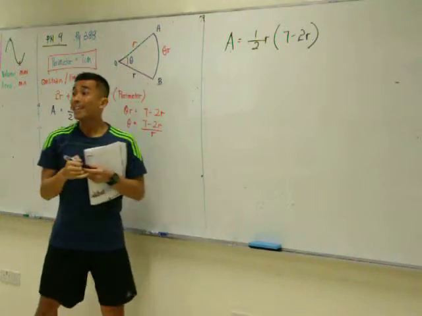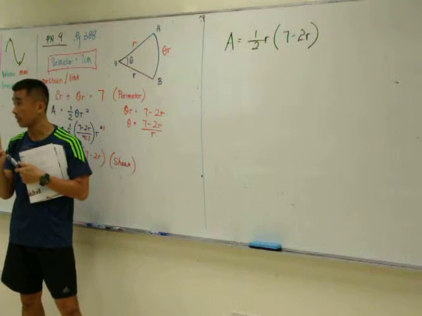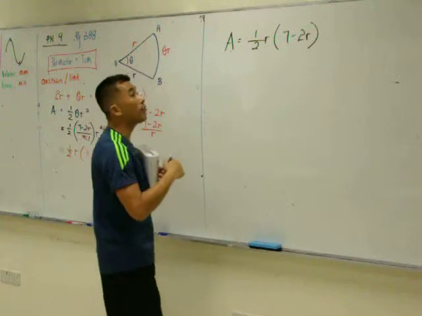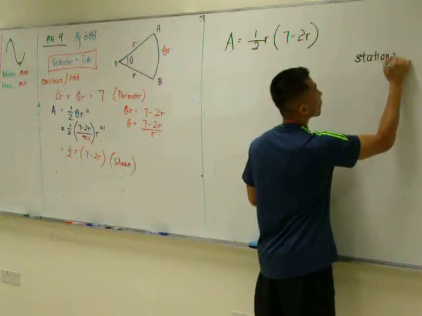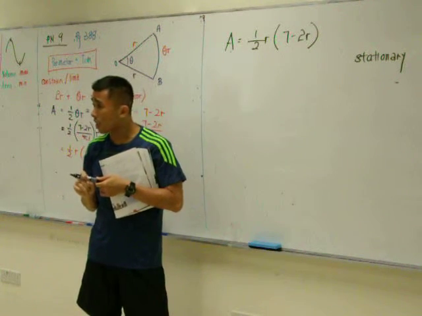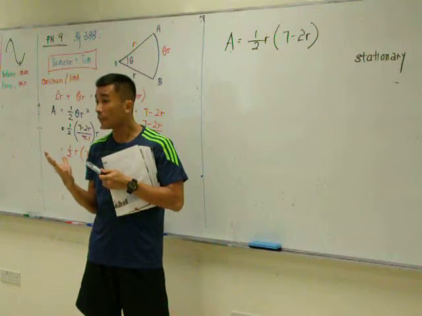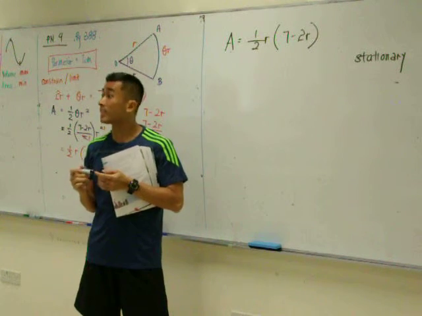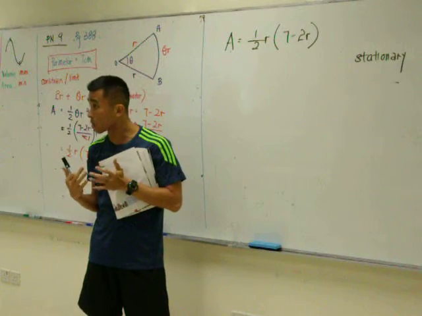Now look here. This is an extension of what we have done previously. Alright? If you remember, when you see the word stationary, with respect to a stationary point in your curve, you remember dy/dx is equal to 0. Am I right? It means that your gradient is equal to 0.